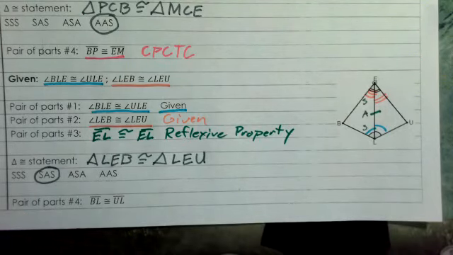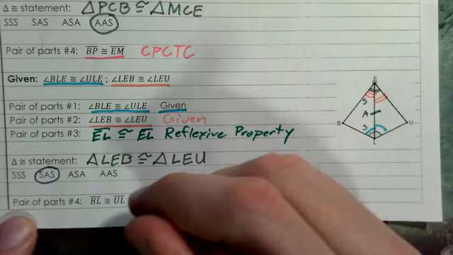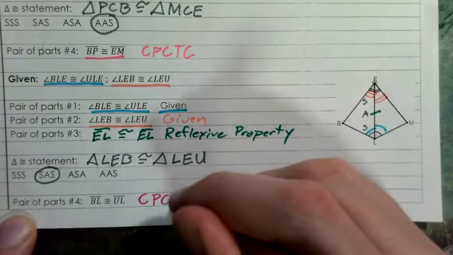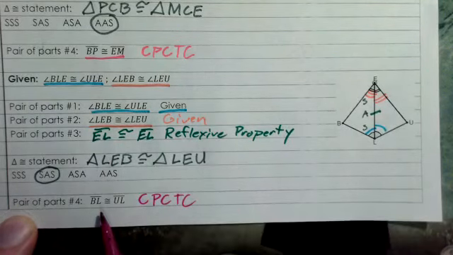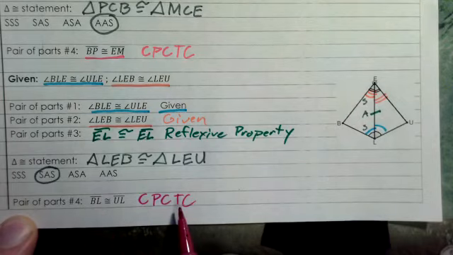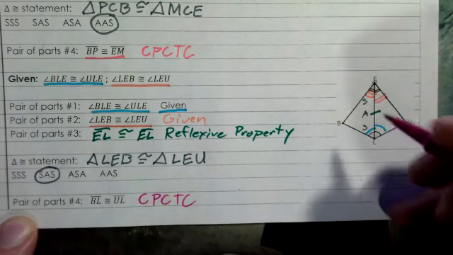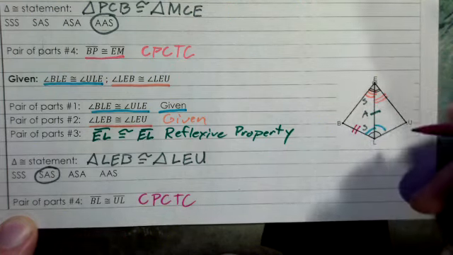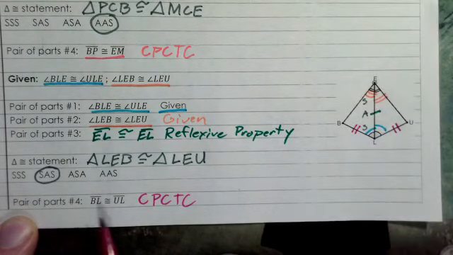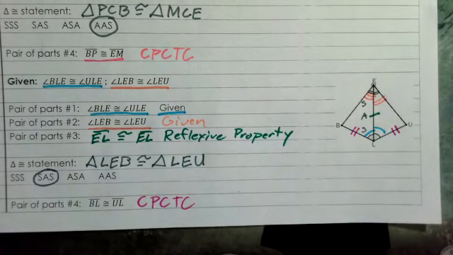Now that I've taken the time to write that congruent statement, then I get stuff for free. I get stuff for free thanks to CPCTC. If you haven't noticed, this pair of parts 4, it's always the CPCTC. This is telling me that BL and UL are congruent. So this side is congruent to that side thanks to CPCTC.